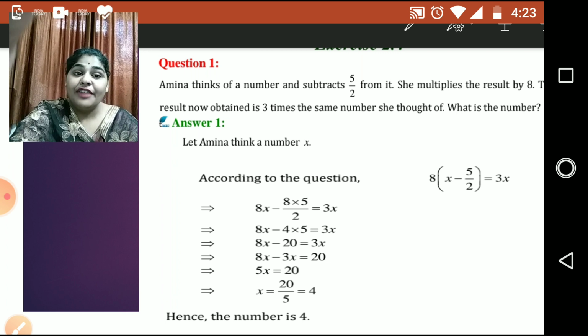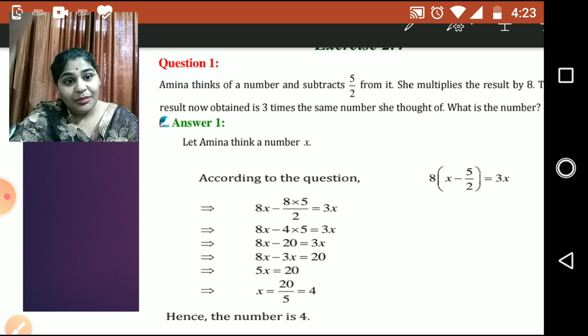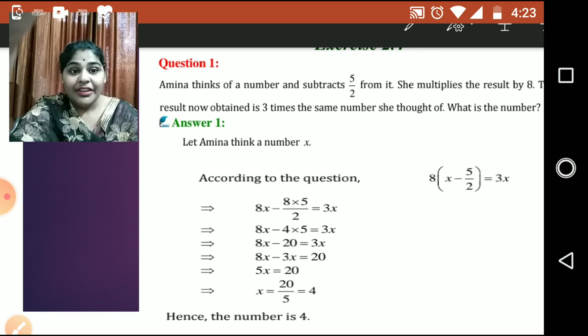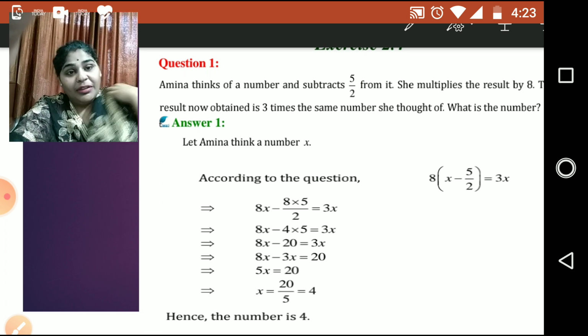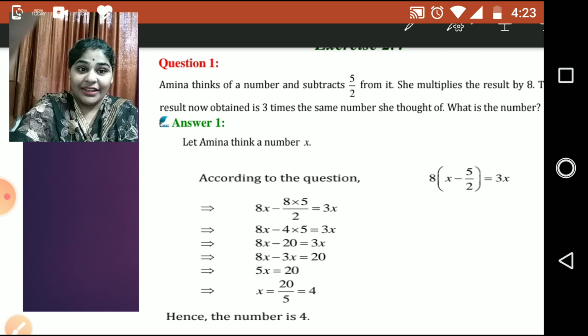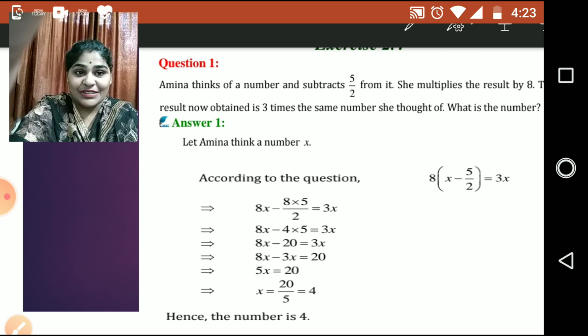Now 5 is the constant present with the variable. We transport 5 to the other side. Being in multiplication form, when it goes to the right hand side, it goes in the division form. So x is equal to 20 divided by 5, which is equal to 4. So hence the number which Amina thought of is 4. Number 4 is the solution.